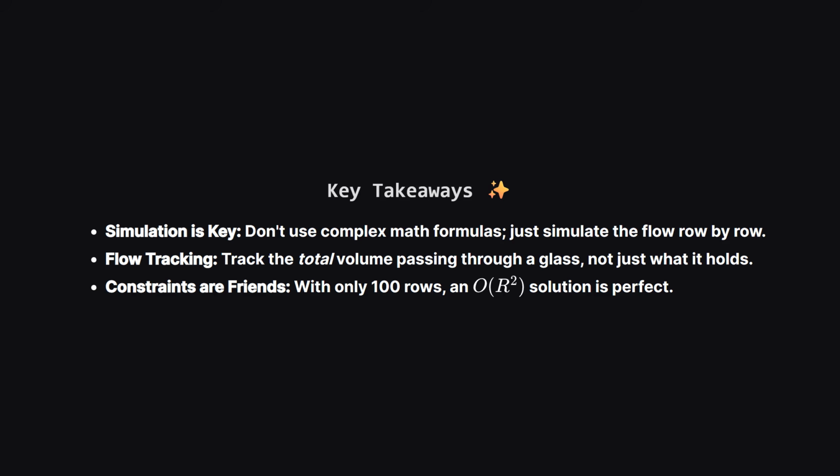So let's wrap it up. The key takeaway here is that sometimes the best solution is to just simulate the physical process directly. Instead of getting tangled in complex combinatorics or Pascal's triangle math, simply tracking the flow from parents to children gives us the answer cleanly and efficiently. Also, always check your constraints. Knowing we only had 100 rows made this simulation approach a safe bet.